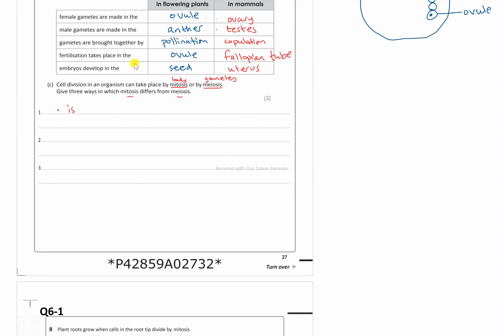mitosis is used for growth and repair and asexual reproduction. Right, there is no genetic variation. So that means genetically they're all the same, all the body cells are.